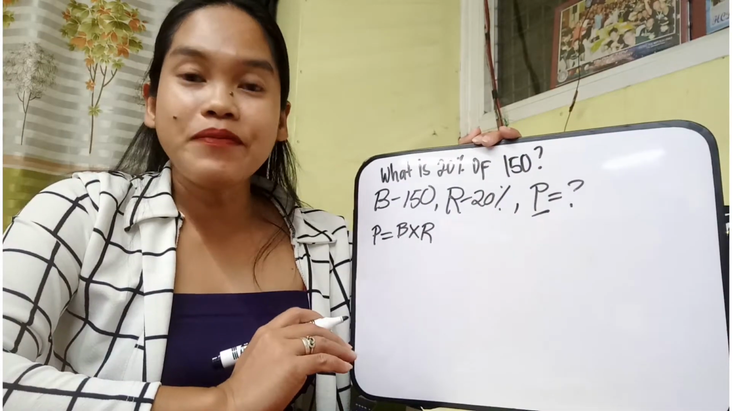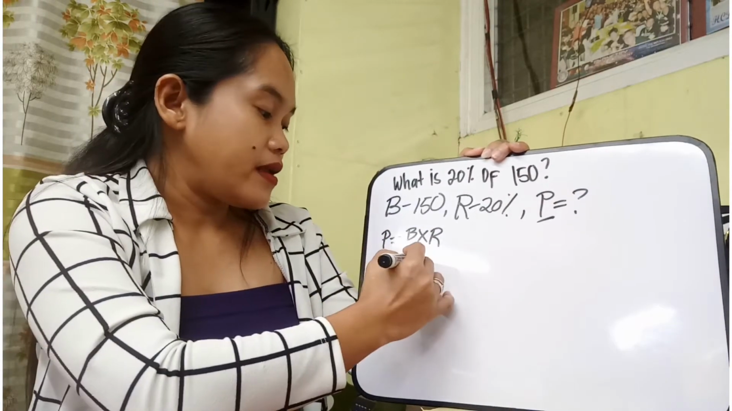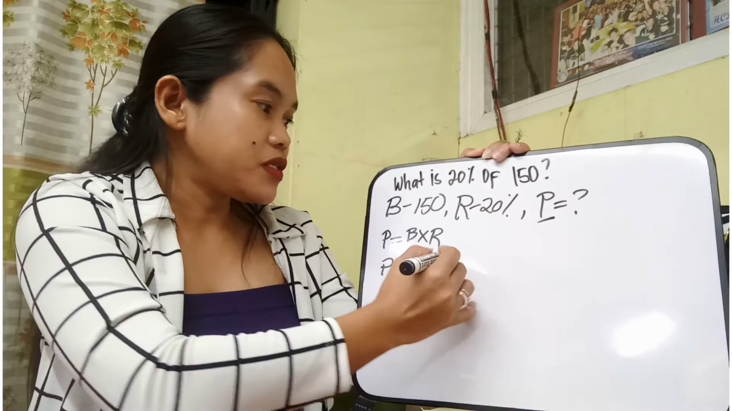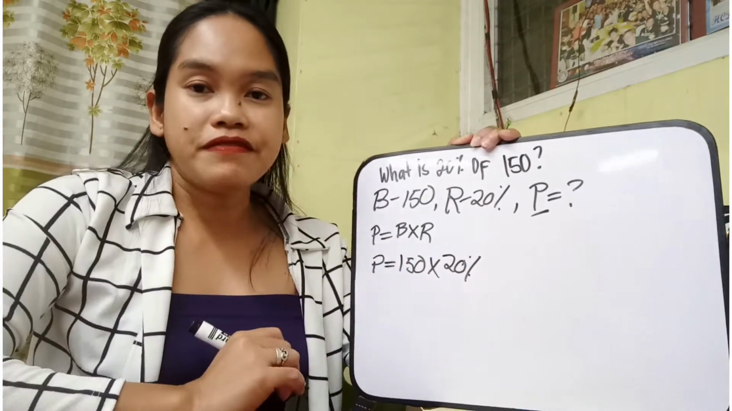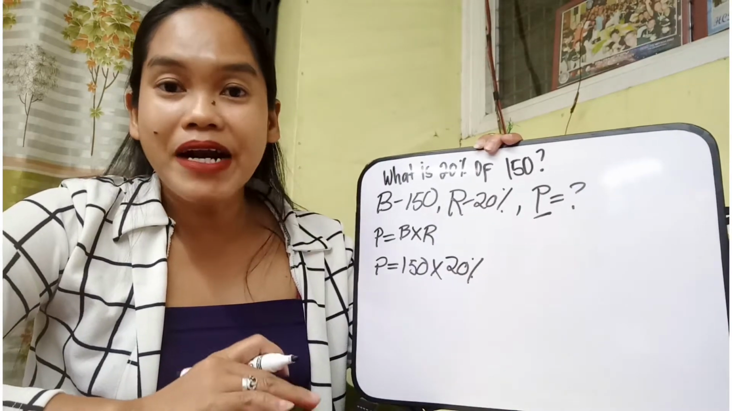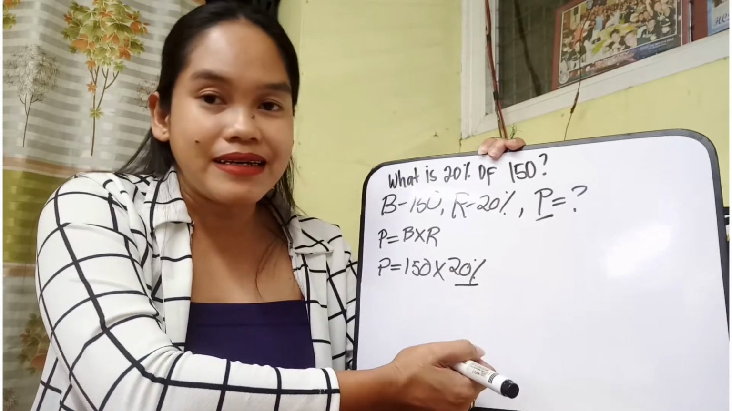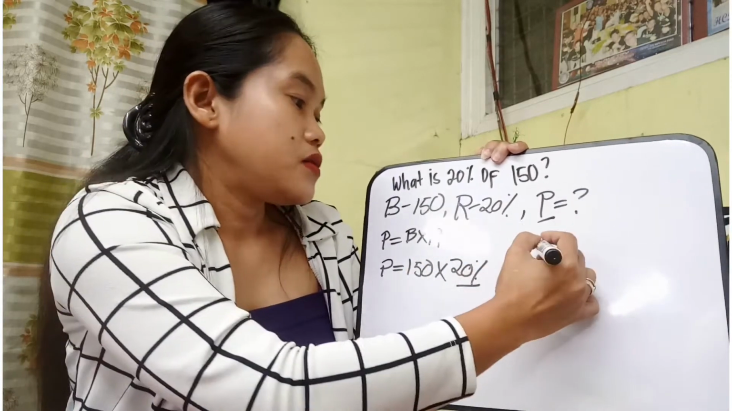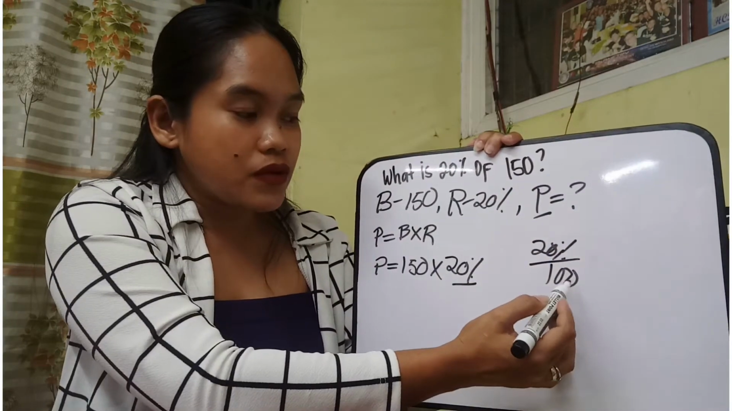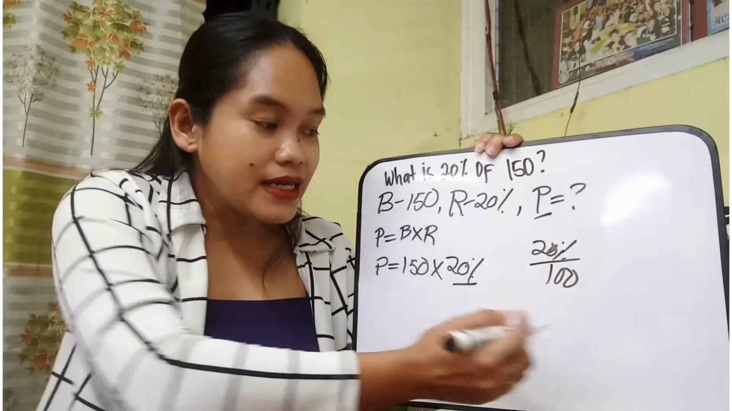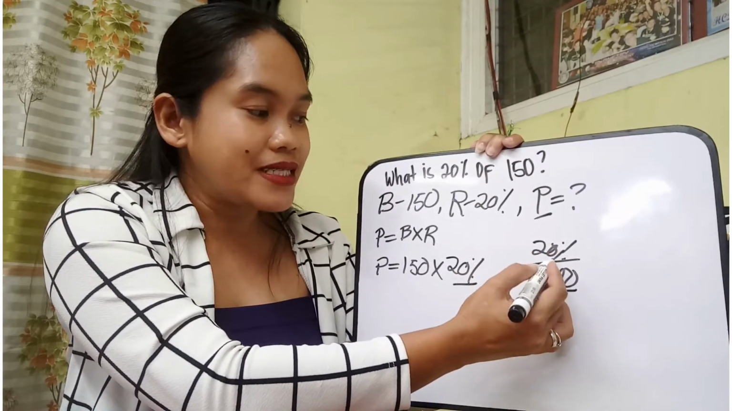Dahil meron na tayong formula, pwede na tayong mag-solve. So, percentage is equal to, ano yung base natin? 150. Times, ano yung rate natin? 20%. So, 150 times 20%. Again, para makapag-multiply tayo, ang gagawin natin dito sa ating merong percent sign is i-divide natin siya ng 100. Or, i-count natin ilang zero ang 100 natin, gaya ng sabi ko kanina. So, meron tayong dalawang zero. Ibig sabihin is, mag-move tayo ng dalawang decimal places to the left.